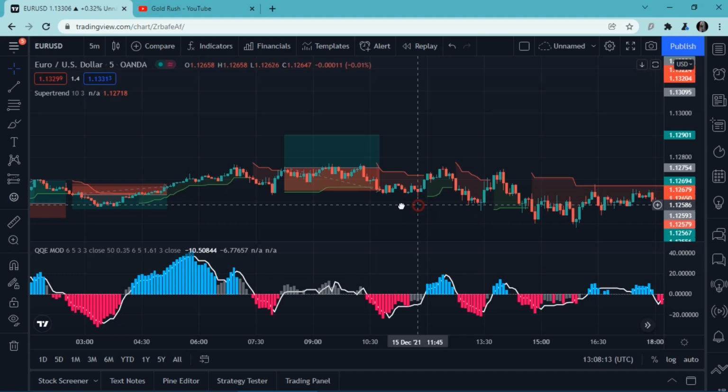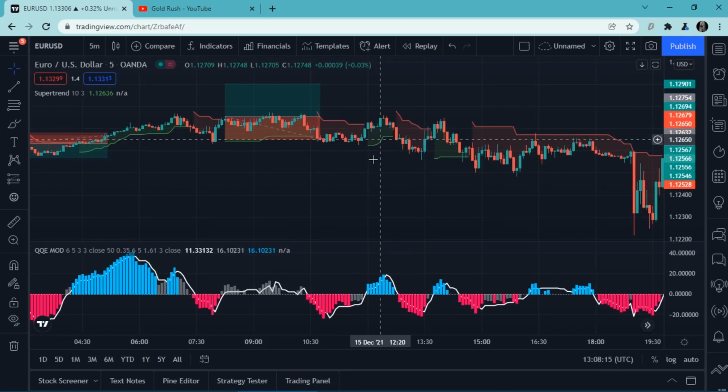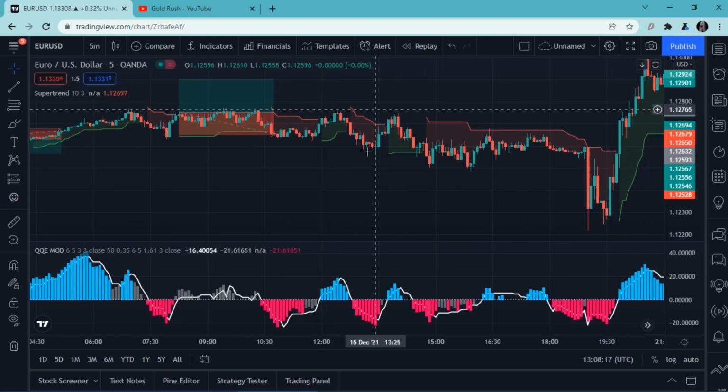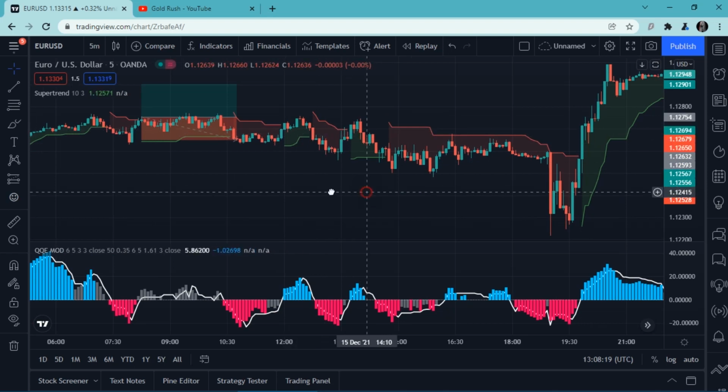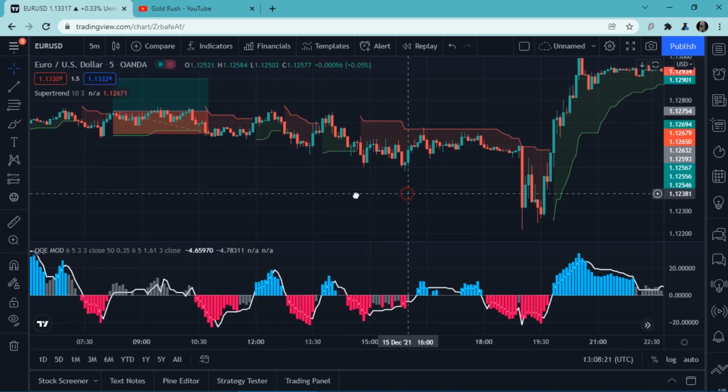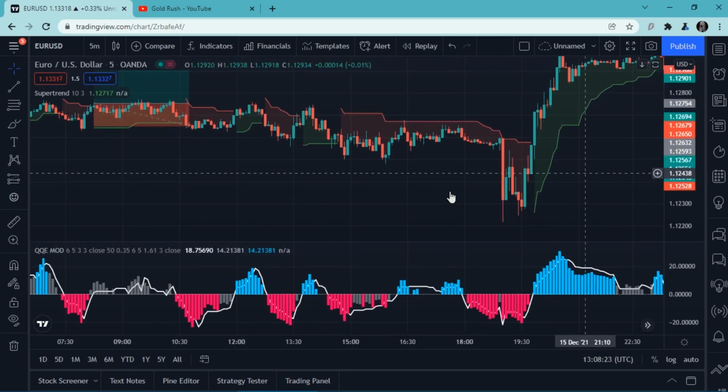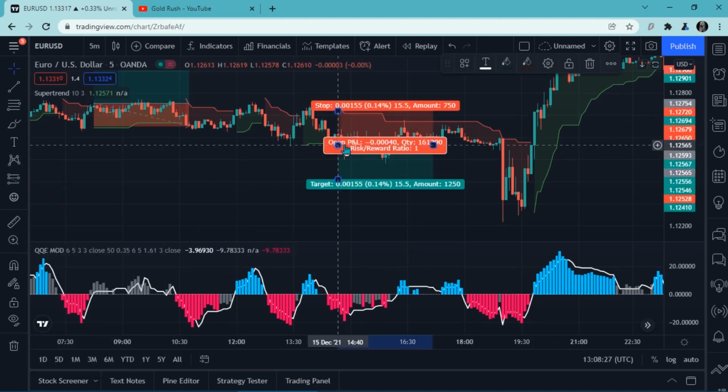This is another sell that failed. This is another buy that failed. This is another sell that failed. This is another buy that failed. And this is a sell that actually ran now. Let's see.